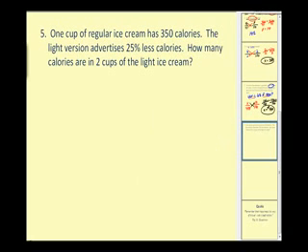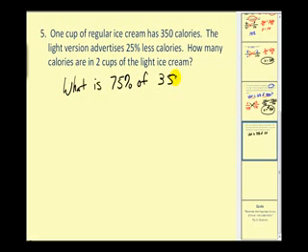And let's take a look at one more. This one's a little more involved. 1 cup of regular ice cream has 350 calories. The light version advertises 25% less calories. How many calories are in 2 cups of the light ice cream? So we could find 25% of this and then subtract, but if we think about it in another way, it'll save us some work. If the light version has 25% less calories, what percent of calories remain? Well, 100% minus 25% would be 75%. So if we can answer the question, what is 75% of 350, we would know how many calories are in 1 cup of the light version.